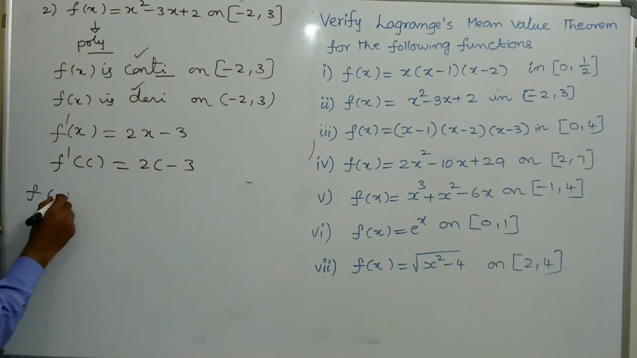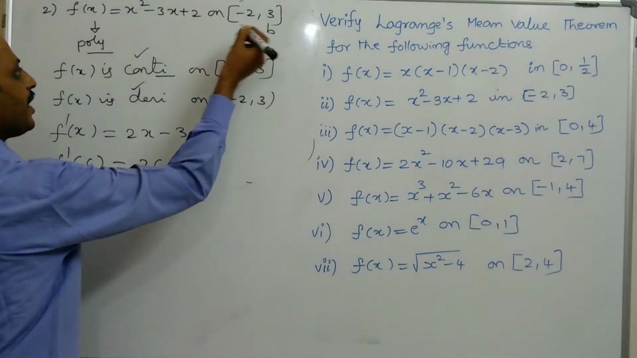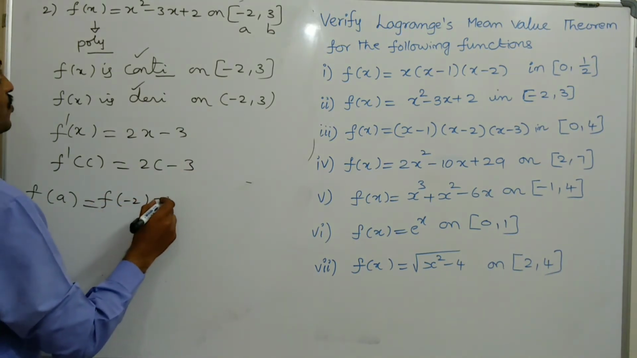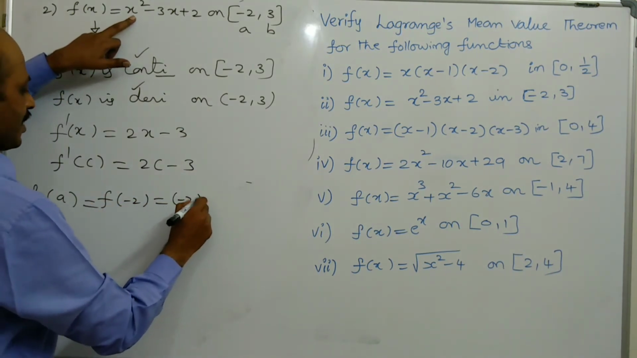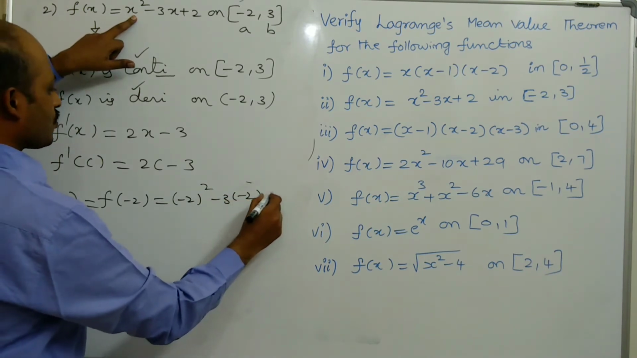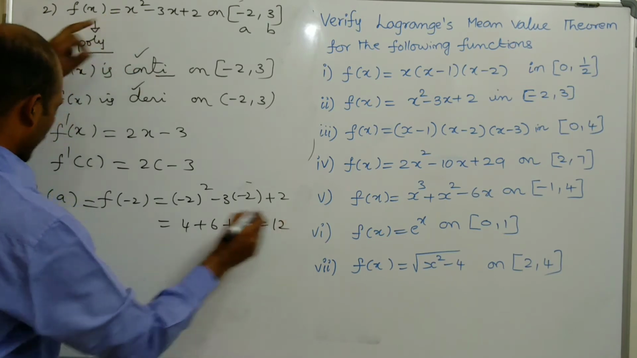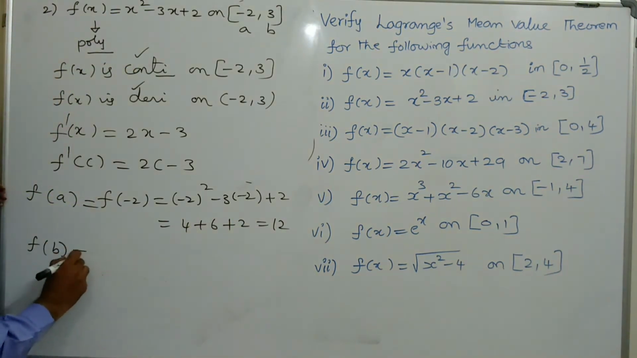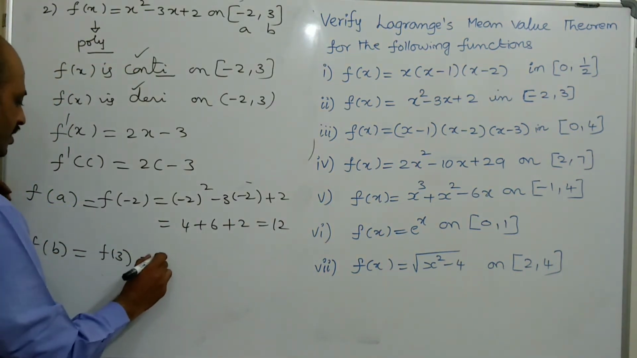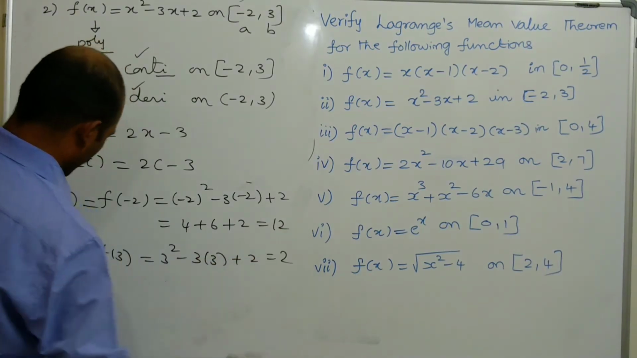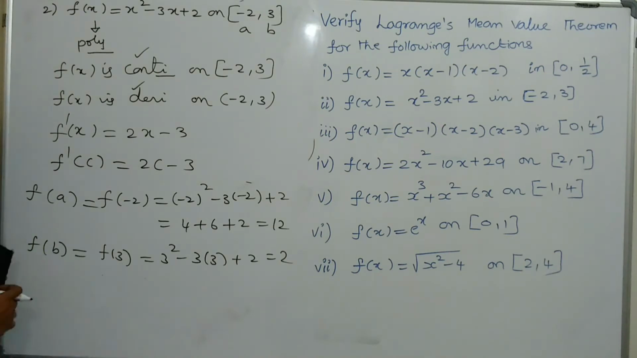Let us find f of a. Here it is the closed interval a comma b. A is equal to minus 2. F of minus 2 is minus 2 whole square minus 3 into minus 2 plus 2. You get 4 plus 6 plus 2, 12. F of b is equal to f of 3, which is 3 square minus 3 into 3 plus 2. Finally you get 2.